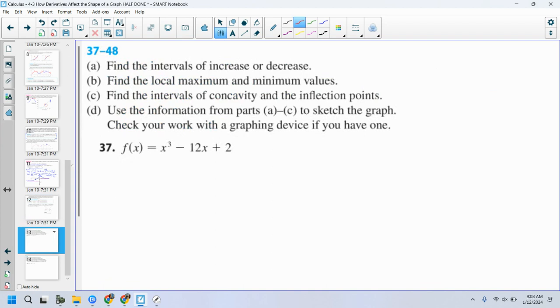Okay. I took 2 problems out of the homework and I put them into our notes. So I'm going to do one of them with the remaining time, with the 10 minutes left that I have. This was problem 37. I took this out of the homework. Find the intervals of increase or decrease, find the local maximum and minimum values, find the intervals of concavity and the inflection points, and then use that information to sketch the graph.